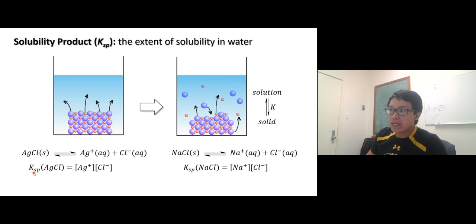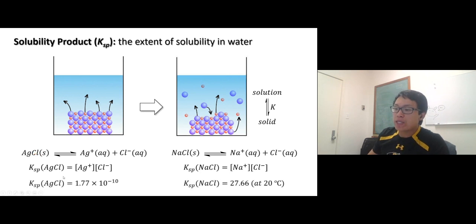So we use Ksp to show the equilibrium with water, so dissolving basically. Ksp, the solubility product, equals the concentration of silver ion times the concentration of chloride ion. Ignore the solid silver chloride. And Ksp of silver chloride is really, really small, 10 to the negative 10, which means this equilibrium goes backward, favoring the formation of solid silver chloride. But sodium chloride favors formation of the products.